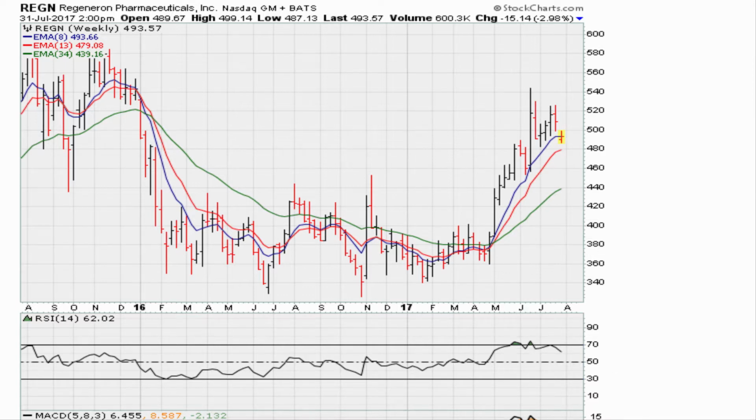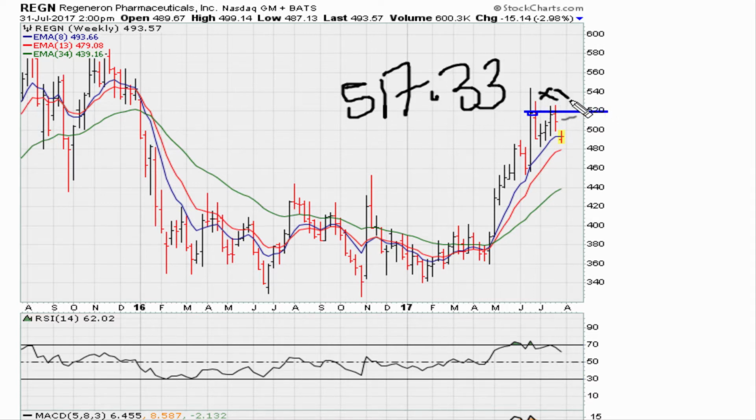In fact, we can see here that on the weekly chart there was a breakout attempt when the stock was trying to clear the recent 2017 weekly closing high at 517.33. So there was a failed breakout here and here. So definitely there seems to be some type of rejection here, or some hidden resistance.